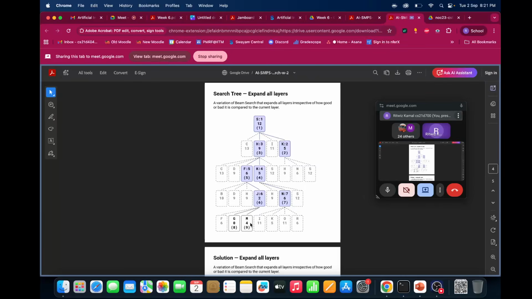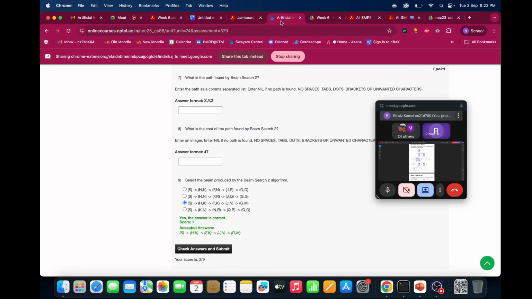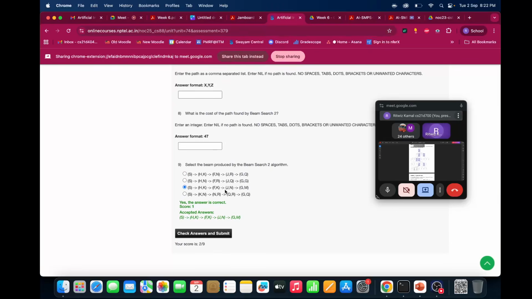But in the answer, I think they have marked it as JK. JK. Hmm. Okay, it's not even appearing in this layer. Yes, that's what it is. Either it is a typo then, or erroneous.